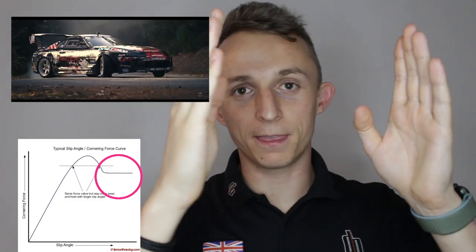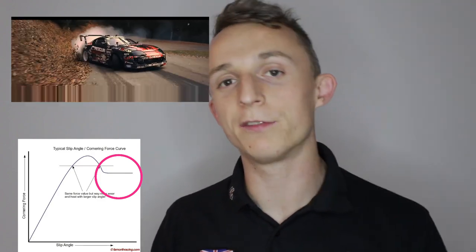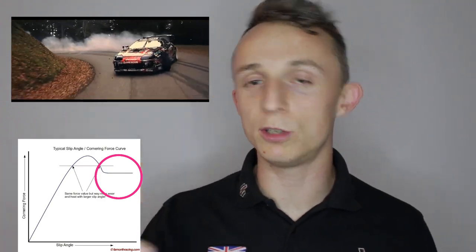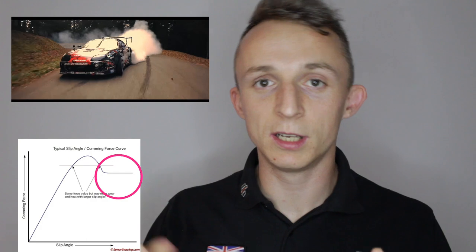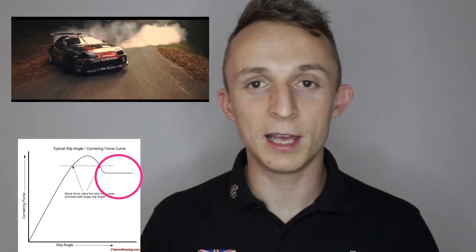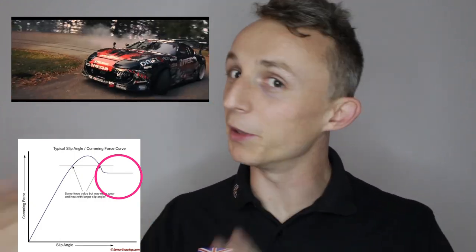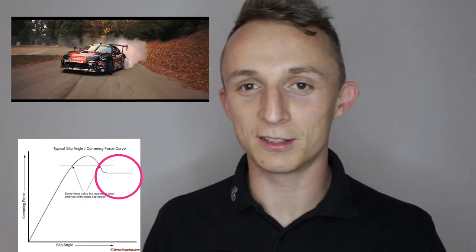However, when we look at it, they're not in the peak area of the graph. It shows that they may not be producing the maximum lateral acceleration, the maximum amount of grip, but the tyre is still producing grip. And that also comes from the racing phrase: going sideways round a corner is not the fastest way around the corner, but it definitely can be one of the most fun ways to go around a corner.